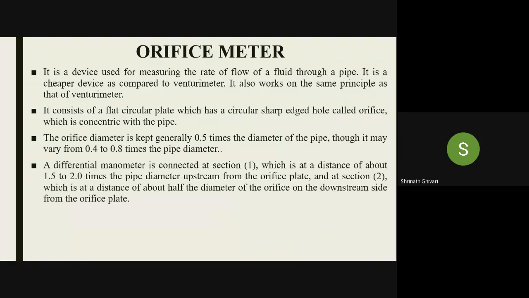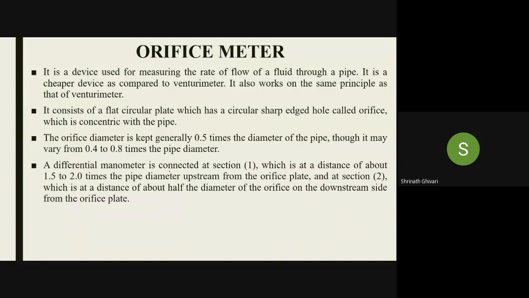The orifice diameter is generally kept at 0.5 times the diameter of the pipe. Whatever circular plate we have inserted in the pipe, the orifice diameter will be 0.5 times the diameter of the pipe, dp. It may vary from 0.4 to 0.8 times the pipe diameter. So the orifice will have a smaller diameter compared to the diameter of the pipe.